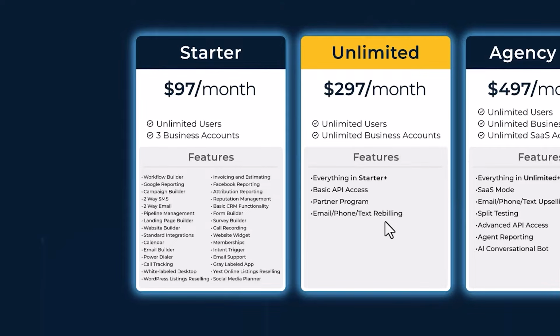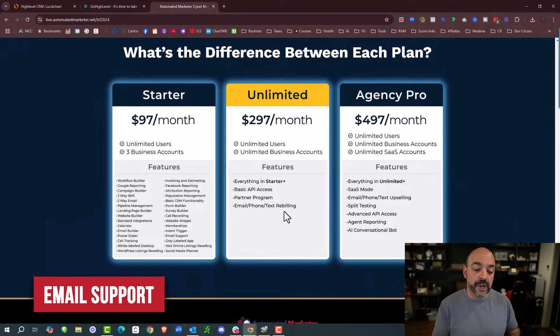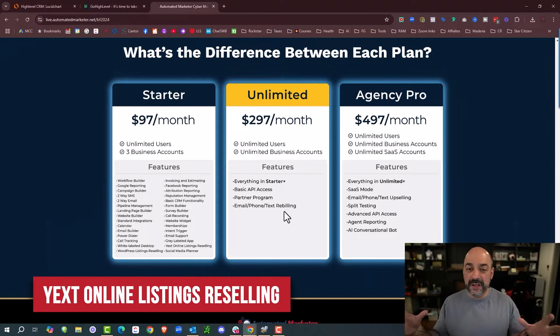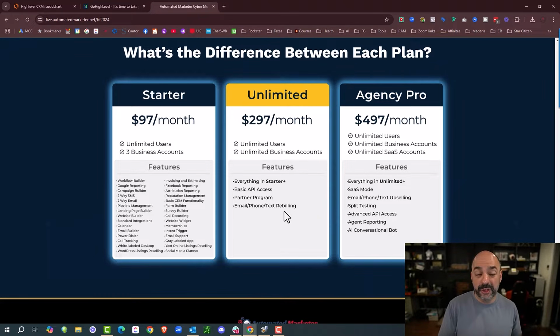They now added a quiz builder, a website widget for a chat that you can have a live chat and automated chat inside your website, memberships, communities, intent triggers based on what people do. An intent trigger is basically like somebody fills out a form, then your automation does this and vice versa. You have email support. You have Yext Online, which is a way to get SEO out there. You have a social media planner where you can post in the major social media channels that allow you to post through a third-party software.